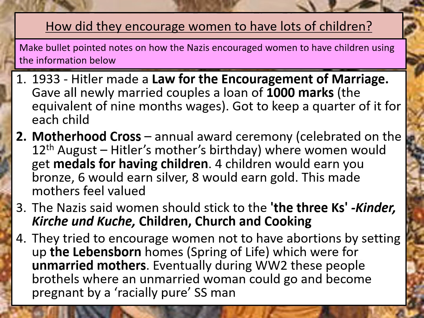The second thing we need to know about is the Motherhood Cross. This was something that was awarded every year on Hitler's mother's birthday, the 12th of August, and it was a celebration event for women that had lots of children. If you had 4 children at these ceremonies, you'd be presented with a bronze medal. If you'd had 6 children, you would be presented with a silver medal. And if you had 8 children, you would earn a gold medal.